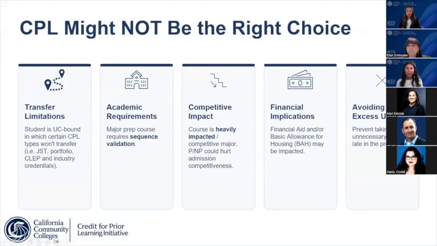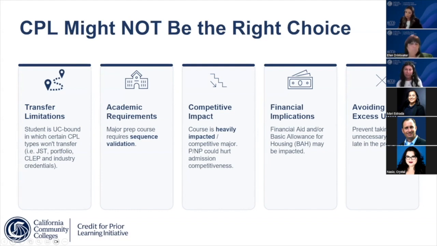It's important to understand that CPL might not be the right choice for specific students depending on their situation. So the transferability is a big issue. If they're going to UC, they only are going to accept specific types of CPL. So it's very important when working with students that are UC bound or that want to go to a private or out-of-state school that you are taking a look at their institutional policies and seeing whether or not the CPL is accepted or not. There also may be academic requirements, for example, in terms of major prep.